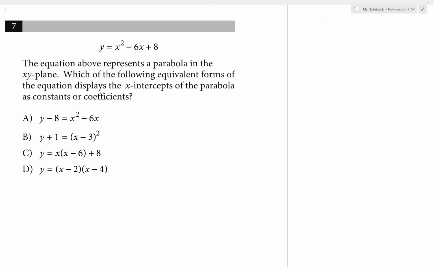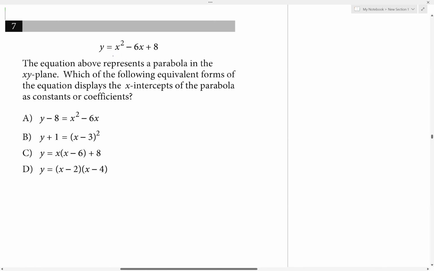All right, so all these answer choices are equivalent forms. They're all equivalent to this here, they're just in different forms. So for this question, we have to know what they are looking for. The way the question is phrased is kind of confusing. What do they mean by displays the x-intercept as a constant or coefficient?